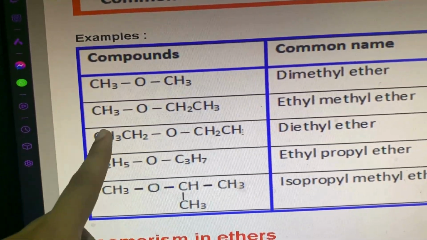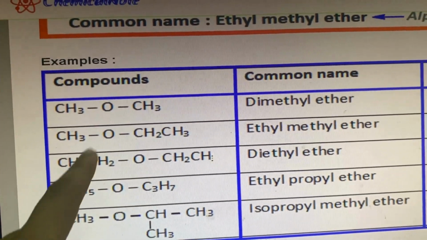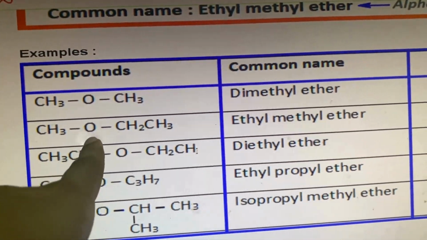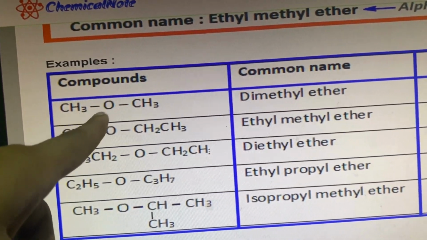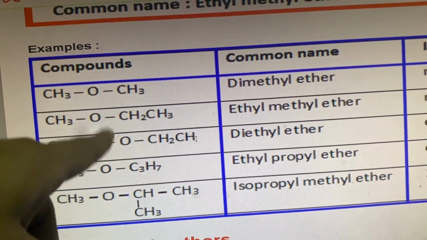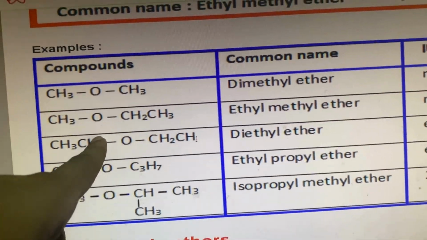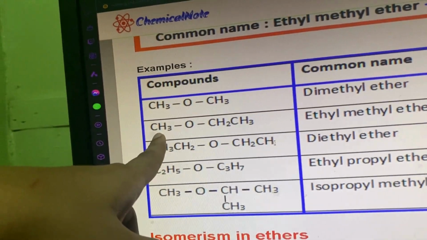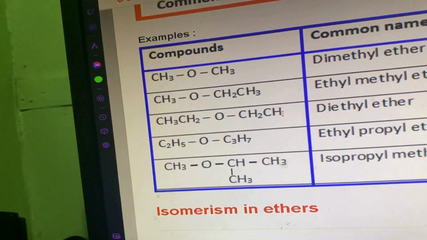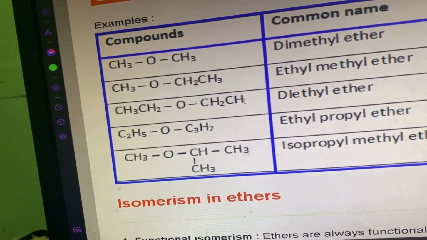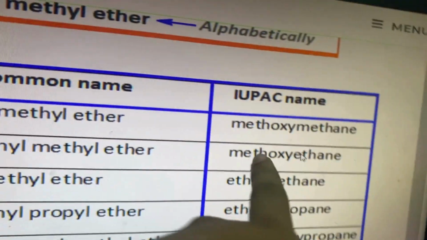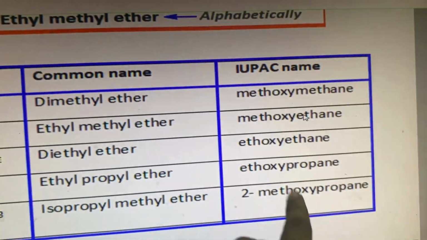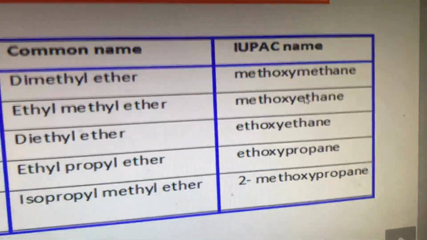To name this, we should start by locating where the oxygen atom is attached. Since it is attached on the first carbon of the parent chain, we consider that this is already 1, and on its left side is the substituent. Again, to name the substituent, we just have to replace yl with oxy. So this becomes methoxyethane, without adding the number 1.